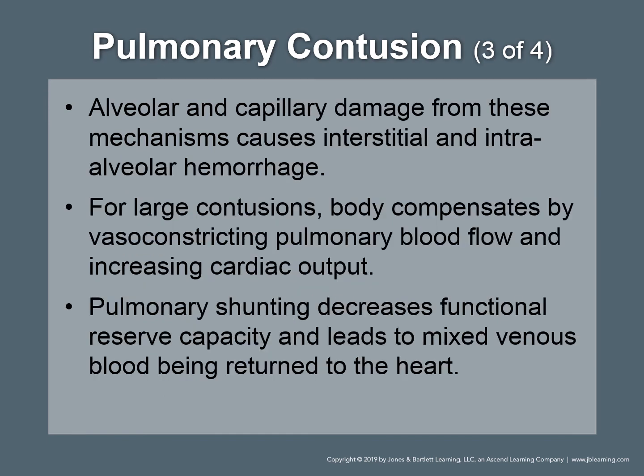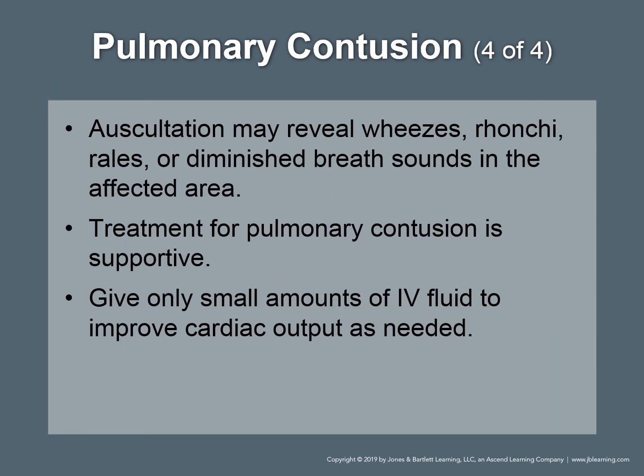Alveolar and capillary damage from these mechanisms cause interstitial and intraalveolar hemorrhage. It fills them up with blood, so there's no gas exchange where the blood's at. For large contusions, the body may cause vasoconstriction, increasing pulmonary blood flow and increasing cardiac output. This can actually make the contusion worse in some cases. Pulmonary shunting decreases functional reserve capacity and leads to mixed venous blood being returned to the heart, so your blood will not be as saturated as it would be absent the contusion.